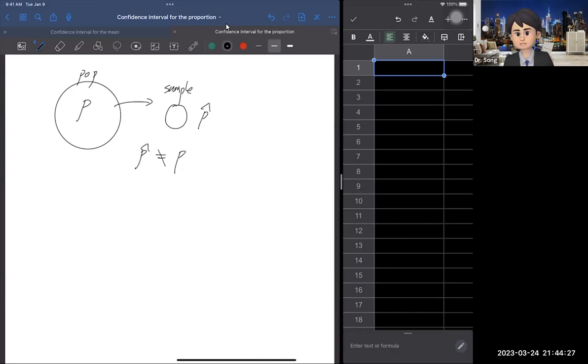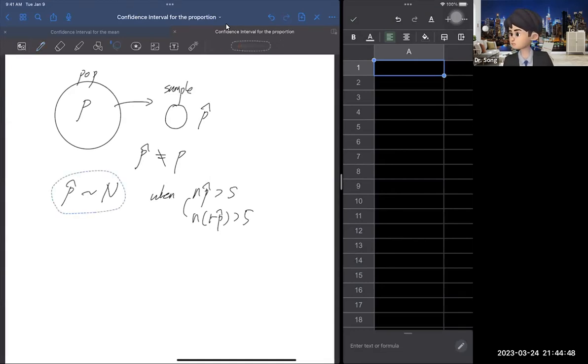But based on the sampling distribution, we know that this sample proportion P hat follows a normal distribution when n times P hat is greater than 5 and n times 1 minus P hat is greater than 5. If this condition is satisfied, then this P hat is approximately normally distributed with the mean equal to P and the standard deviation square root of P times 1 minus P over n.